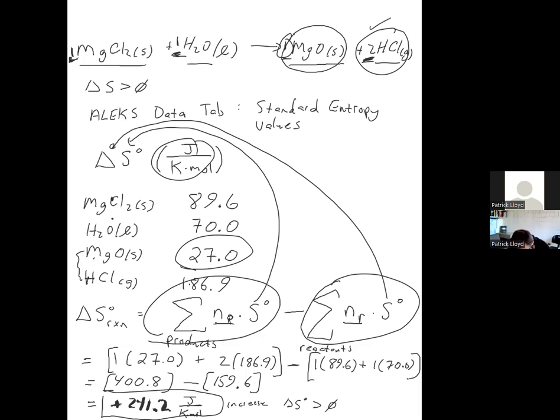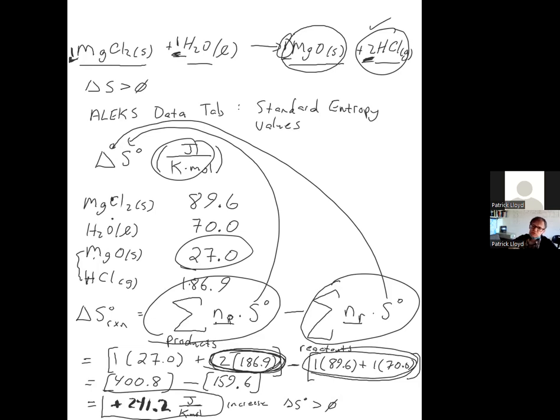So notice the reason this ended up positive is because we had this right here, 2 moles of a gas, right? So that was almost 400 right there. In fact, it looks like this entropy change, just forming the gas molecules, the 2 moles of HCl, was actually a greater amount of entropy than both of the reactants together, okay? So yeah, forming a gas really does tend to increase the entropy.